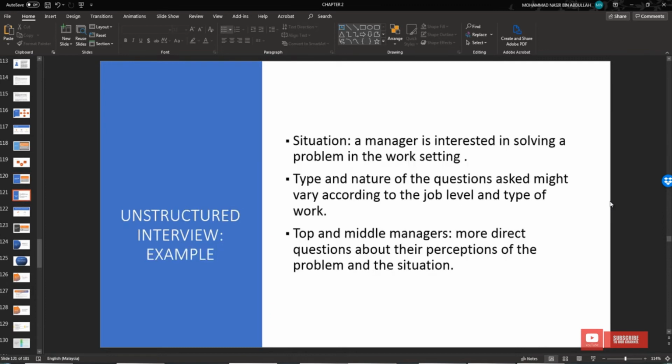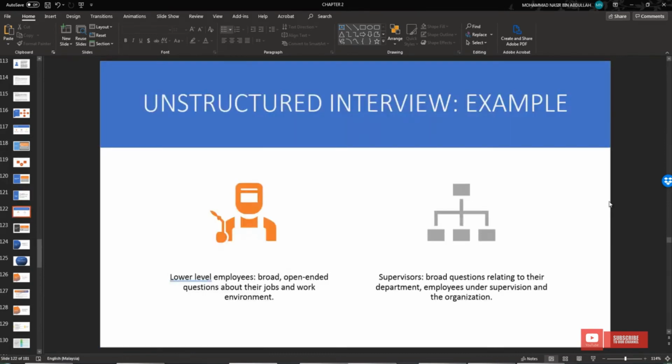Right? So let's look at an example. A manager is interested in solving a problem in a work setting. The type and nature of a question might vary according to the job level and type of work, right? For top to middle managers, ask more direct questions about their perception of the problem and the situation. For lower-level labor, it might be indirect questions, right?